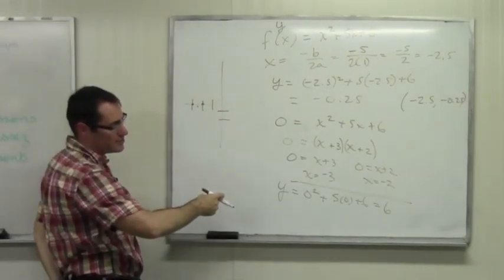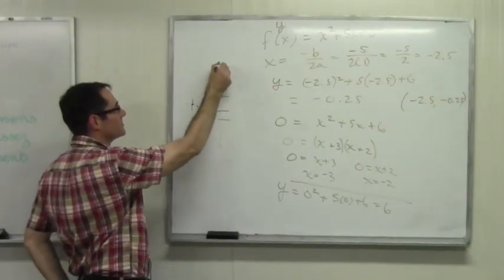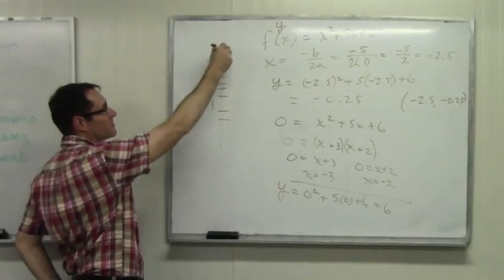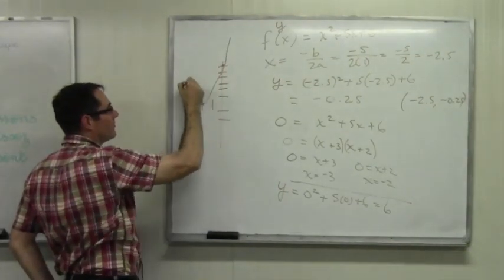And then you can put in the y-intercept if you want, which is 6. 1, 2, 3, 4, 5, 6. And then you just connect all the points in a nice parabola, like this. I don't know if I'm going to get it right, but there we go.